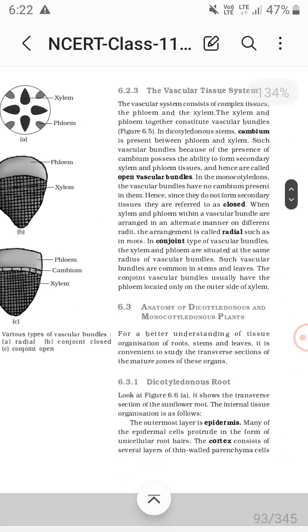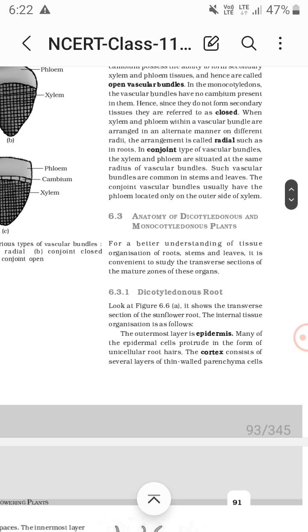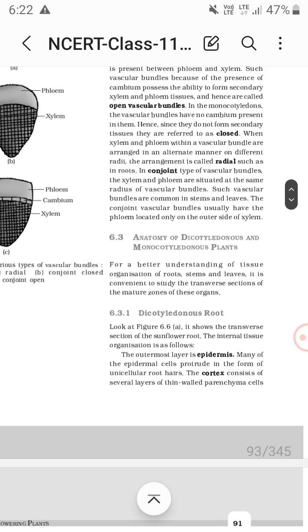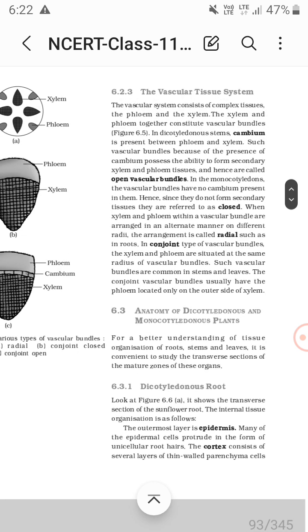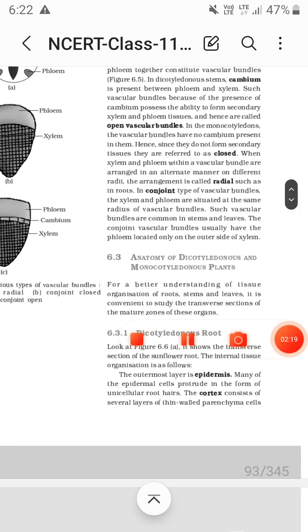Now the vascular tissue system. Here we have the cambium, open vascular bundles, closed vascular bundles, radial vascular bundles, and conjoint vascular bundles. So cambium, what is this? In dicotyledonous stems, cambium is present between phloem and xylem. Because of the presence of cambium, such vascular bundles can form secondary xylem and phloem tissues, hence they are called open vascular bundles. They are open for secondary growth.